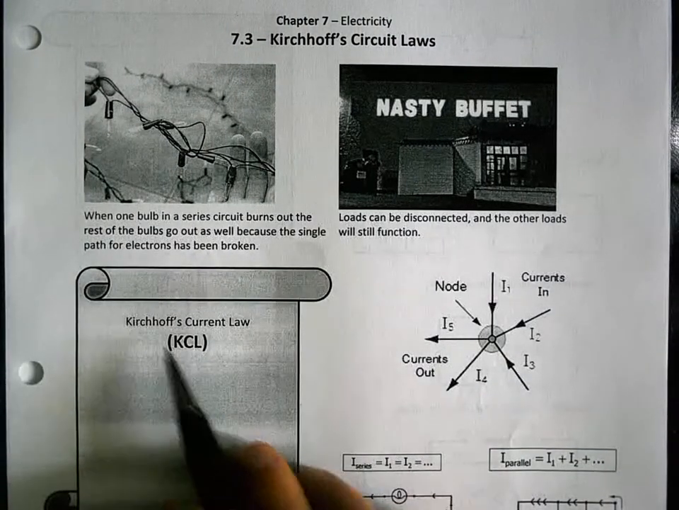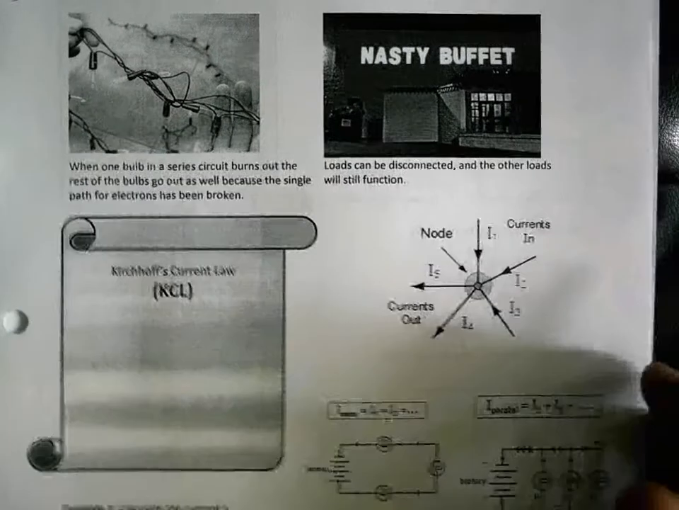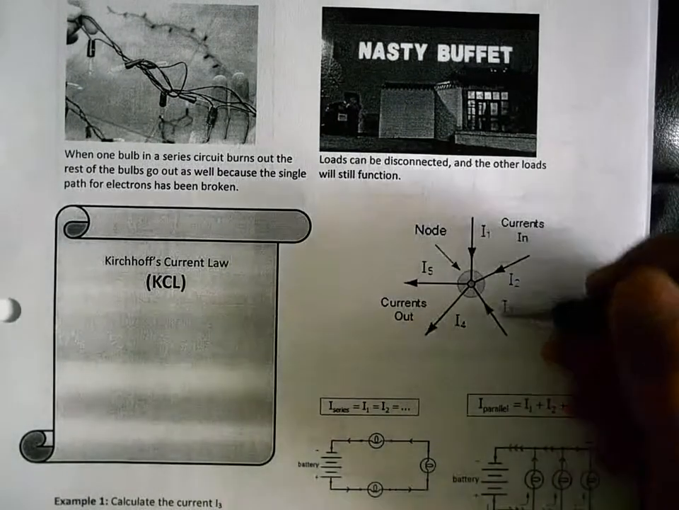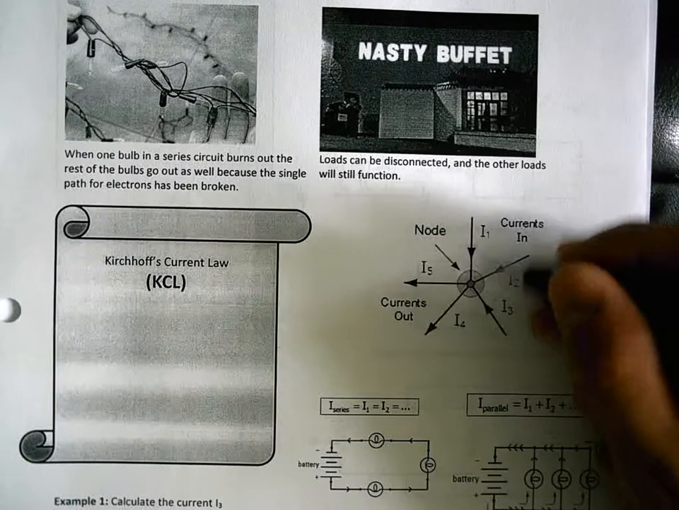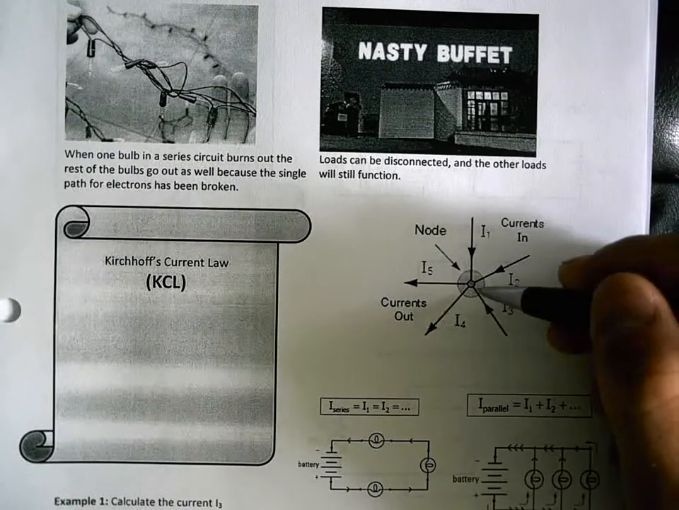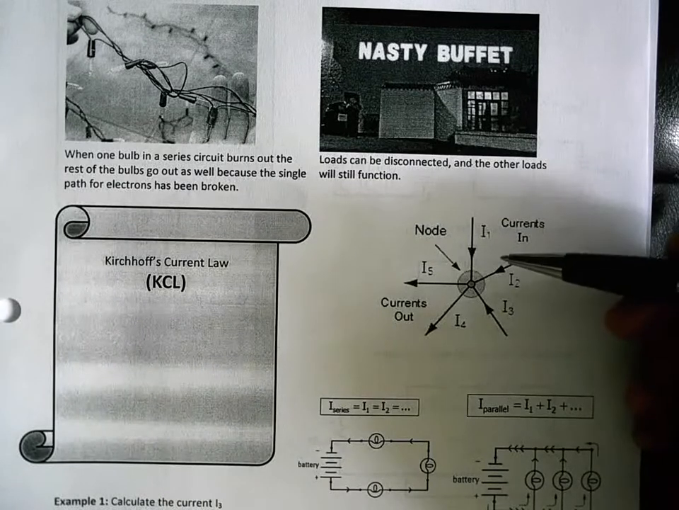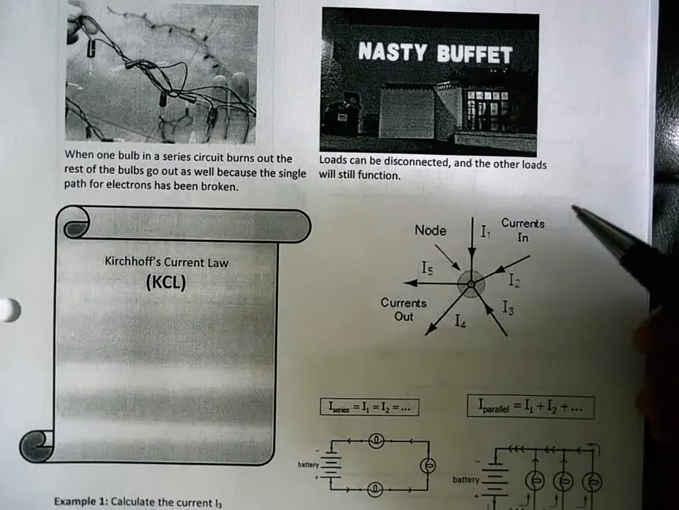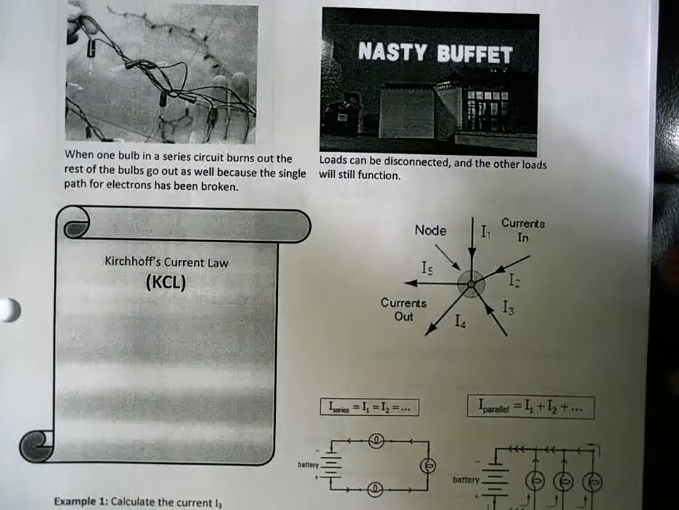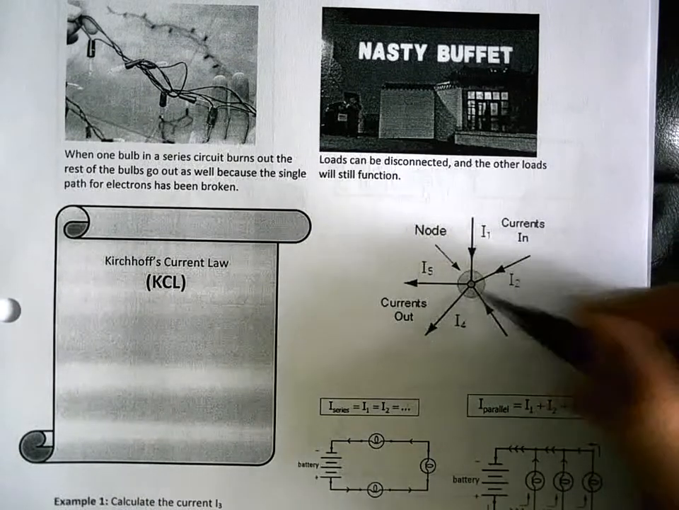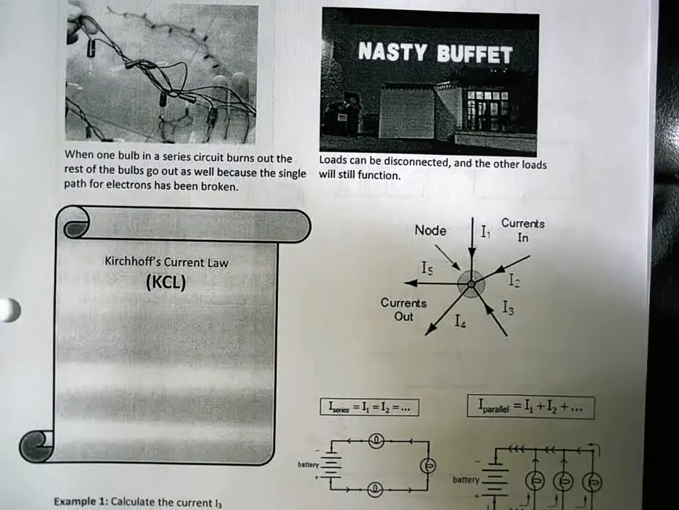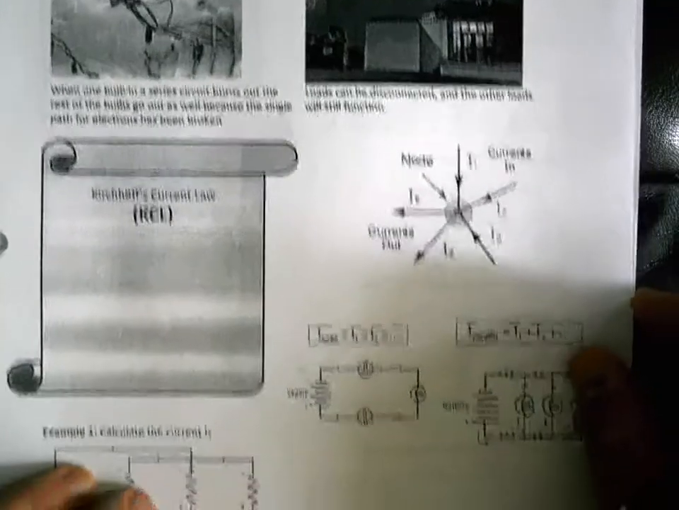Kirchhoff was the name of a scientist who kind of figured this out. Kirchhoff's current law states that for any node in a circuit, all the currents coming in have to be the same as all the currents going out. They have to balance. Remember in my analogy, current is like a river flowing. So all the water coming into this point is the same as all the water going out.